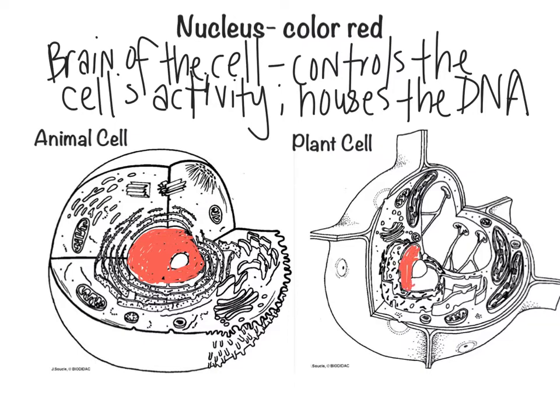We will save the outer part for another organelle. If you will just shade that in red. Don't color in that little piece. That's going to be our nucleolus that's coming up next. So the nucleus is the brain of the cell, and it controls all activity.